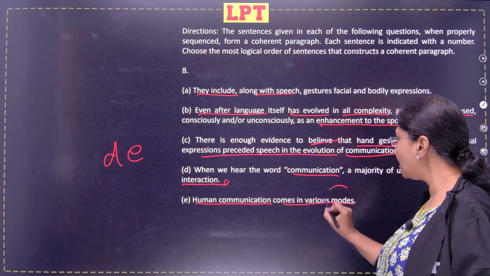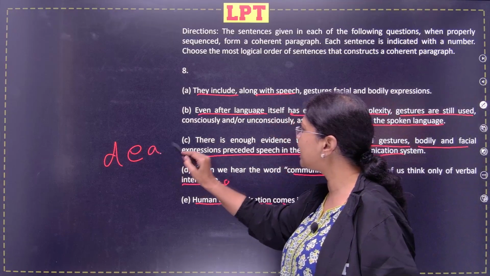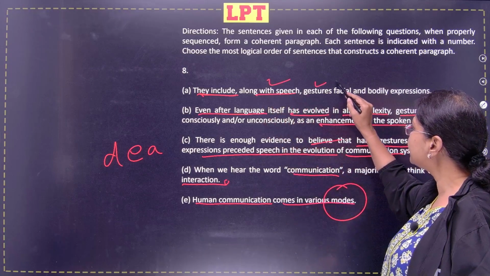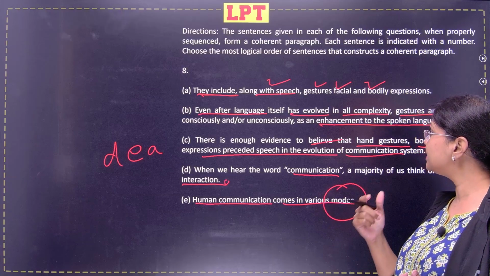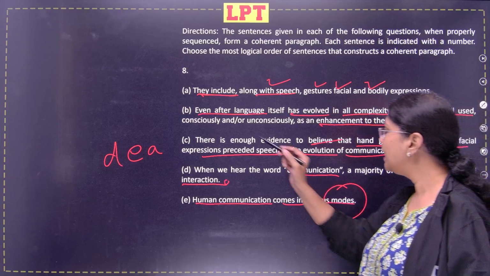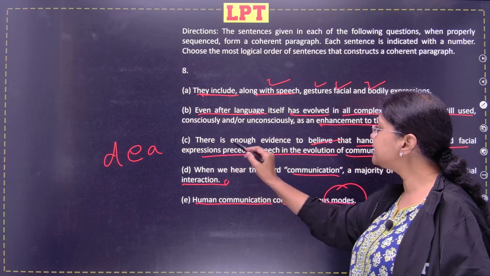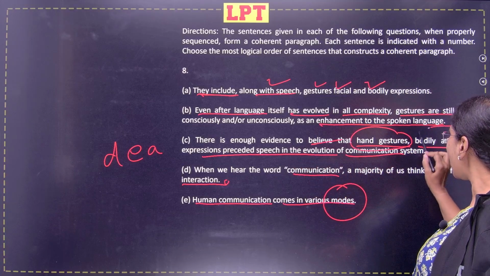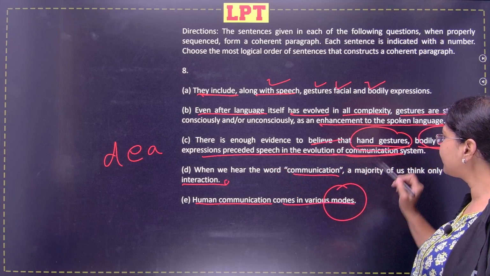Now, because you're talking about modes of human communication, you have the next sentence, which is A. It says they include, along with speech, gestures, facial and bodily expressions. So we have talked about gestures, facial and bodily expressions. Then you have C coming up here, which is there is enough evidence to believe that hand gestures, bodily and facial expressions preceded speech in the evolution of communication system.